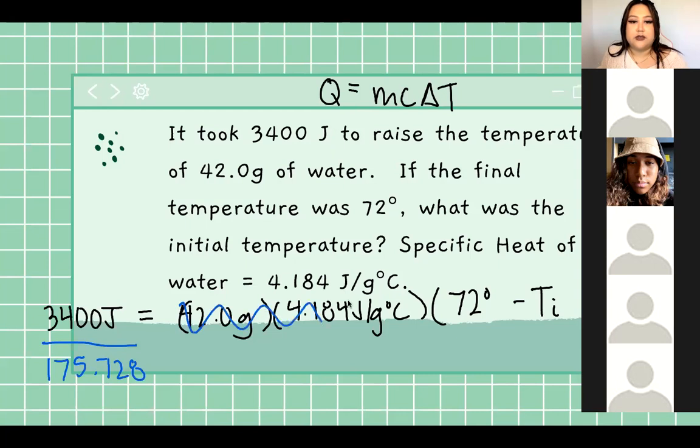So this cancels out right here on this side. And just a reminder, since this is the specific heat, this doesn't factor in for the sig figs. So we would just use the one here. So let's just make a reminder that this was 3 sig figs. Okay, so we can solve this, right? So 3,400 divided by this number, what do we get?